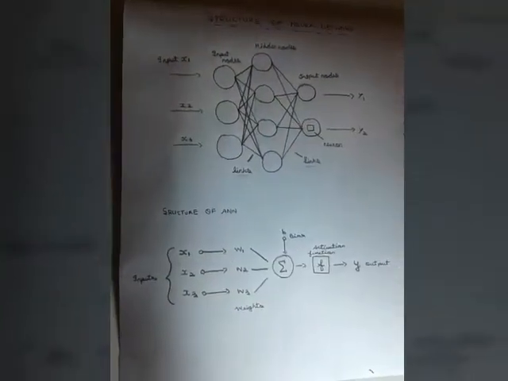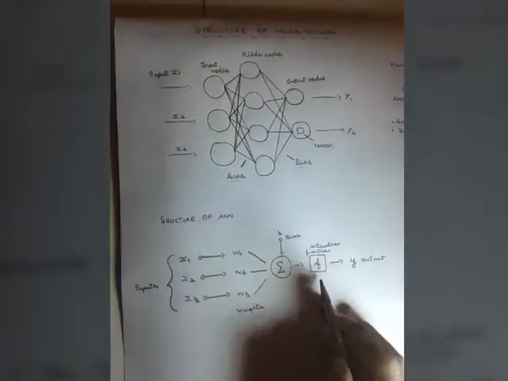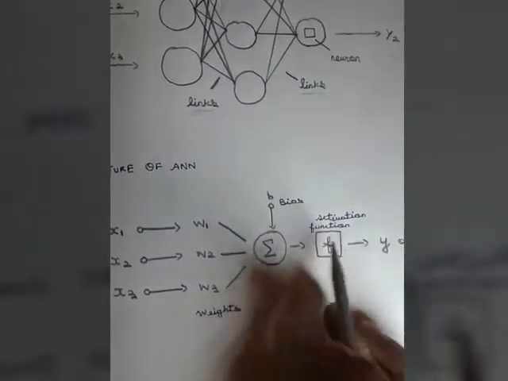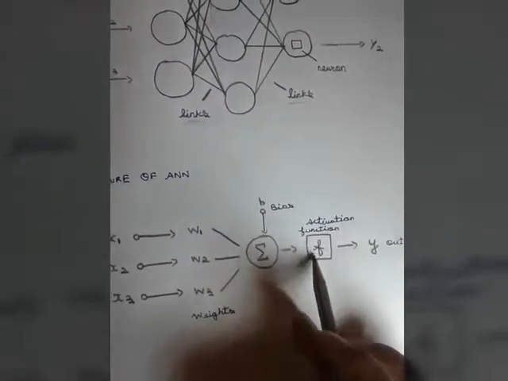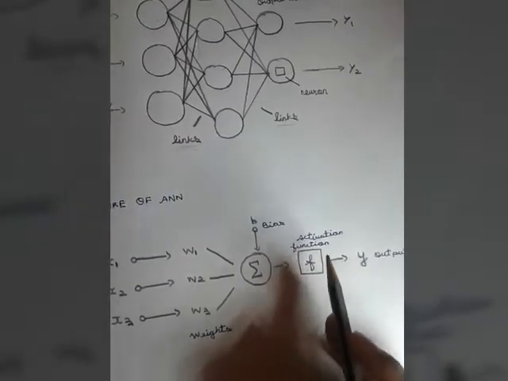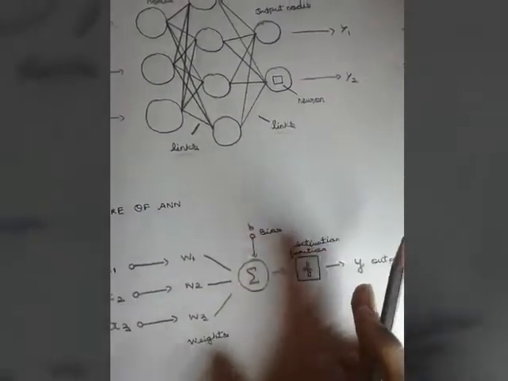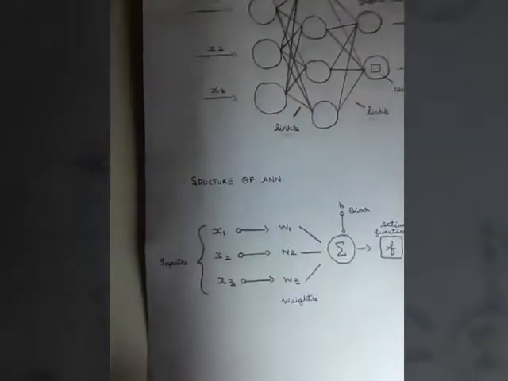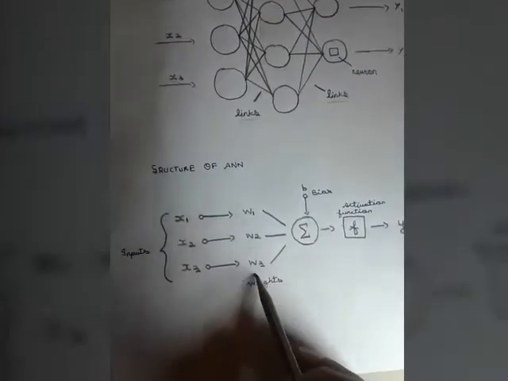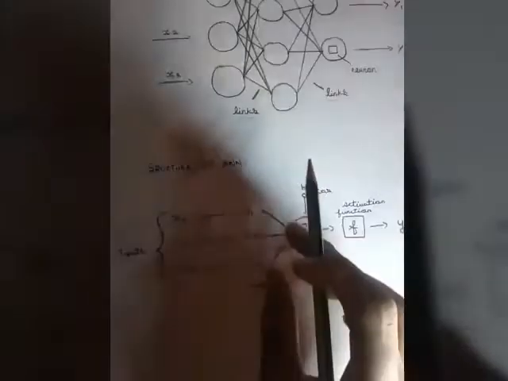The output at each node is called the activation function, or node value. And each link is associated with a weight. Can you see this W1, W2 and W3? These are the weights.